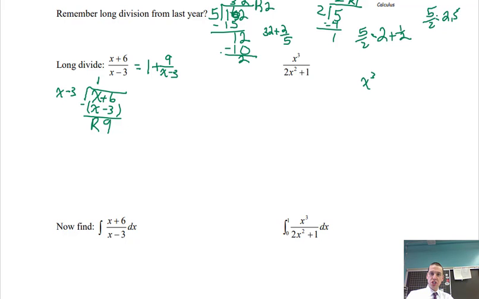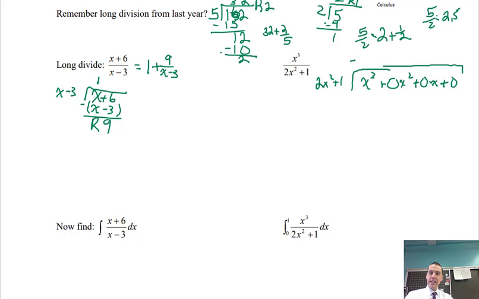X cubed divided by 2x squared plus 1. This is really plus 0x squared plus 0x plus 0. We may need that. Again, look: what do you do to get 2x multiplied by 2x squared to give you x cubed? I need to get 2x squared to look like x cubed.